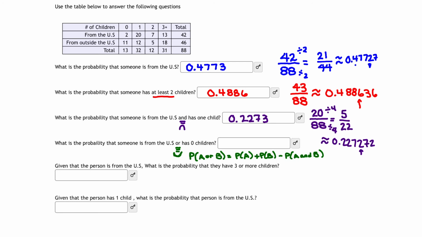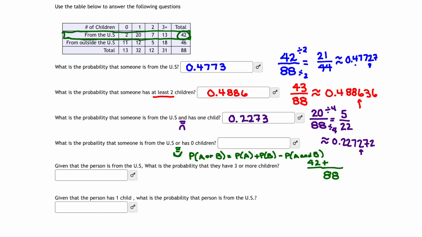So what is the probability that someone is from the U.S.? Well, let's see. Our denominator is going to be 88 again because there are a total of 88 people. Now, if they're from the U.S., that means they're going to fall in this first row right here, right? If they're from the U.S., they have to be over here. And that means I have a total of 42 people. So in my numerator, I'm going to have 42 people for sure from the U.S.